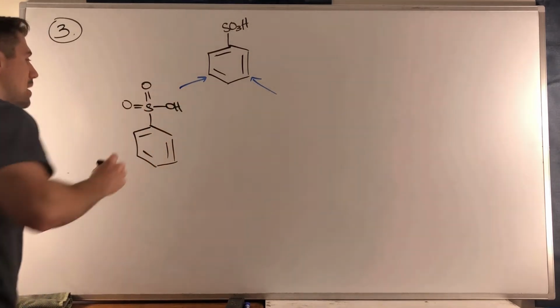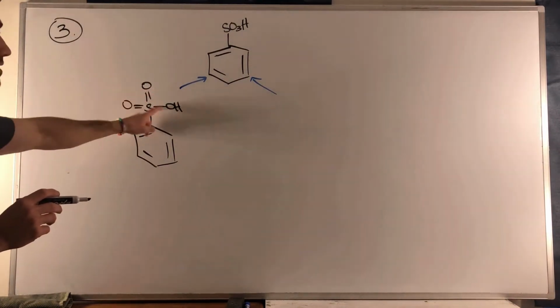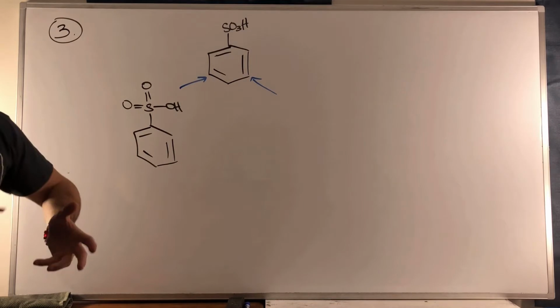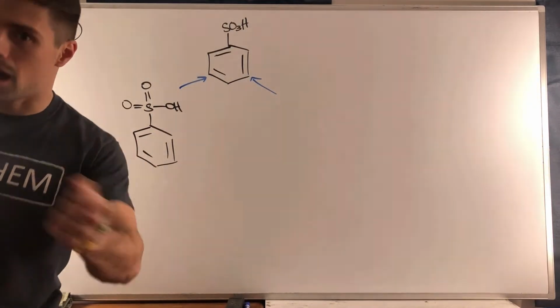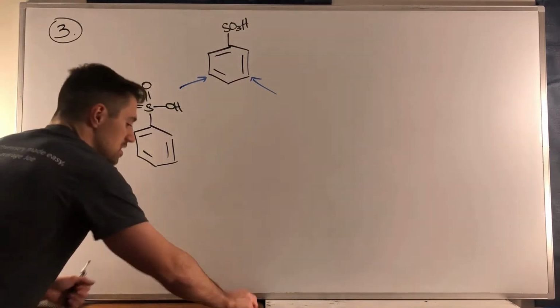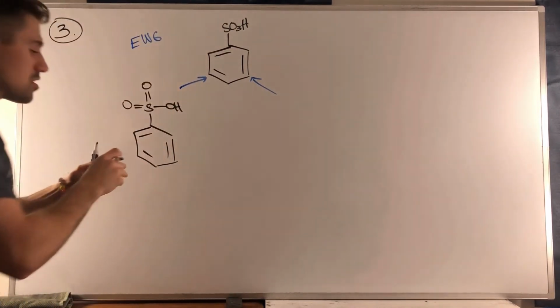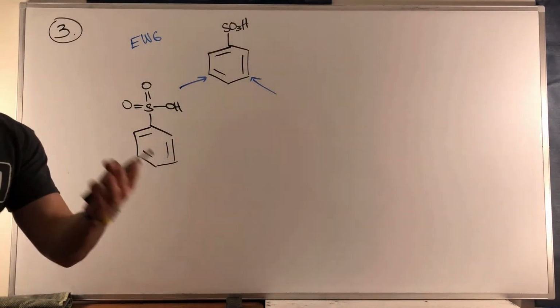So sulfur can expand its octet and has 6 bonds: 1, 2, 3, 4, 5, 6. And you can see it's very partially positive because it is bonded to 3 oxygens, some double bonded. So here, we know this is an electron withdrawing group, right? A very good one at that. So this is going to be sucking electron density out of the ring via resonance.